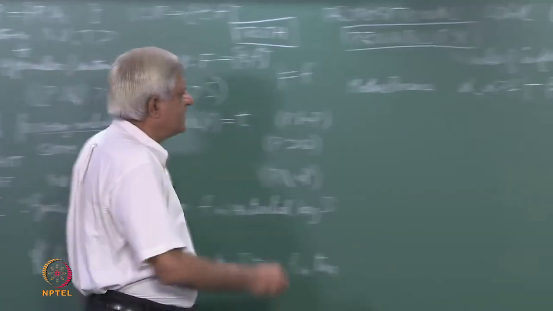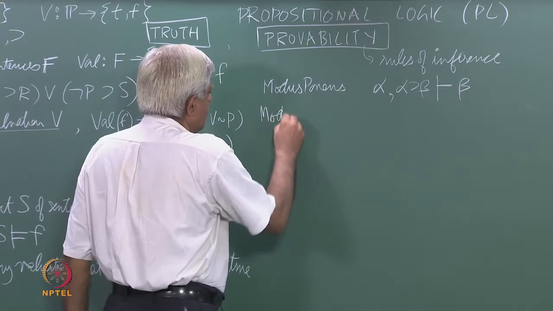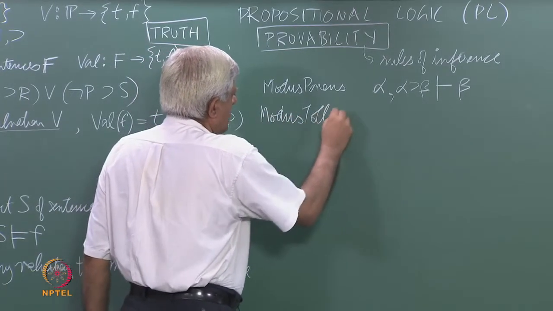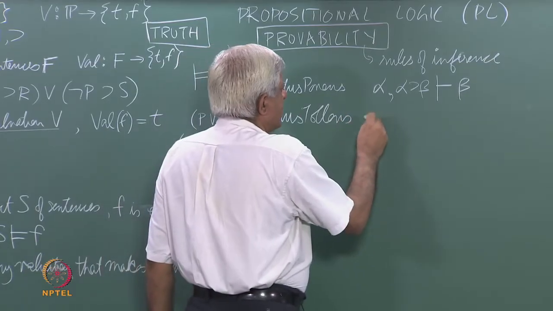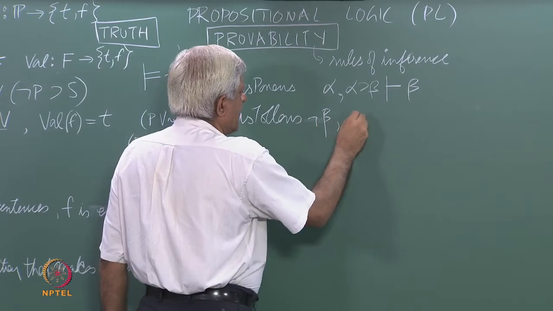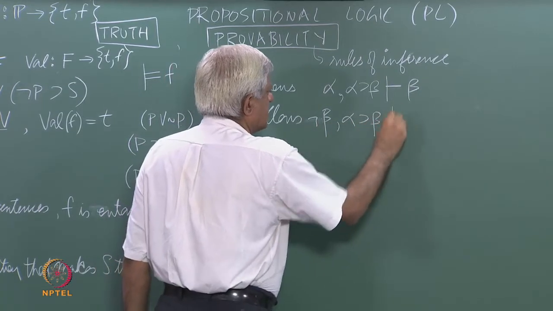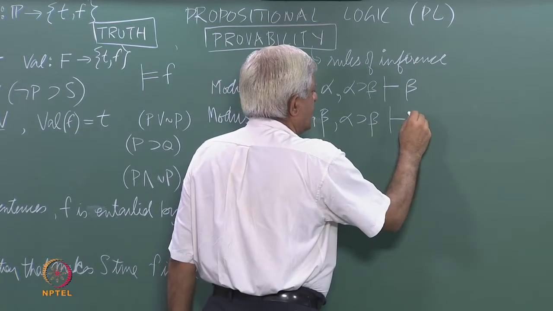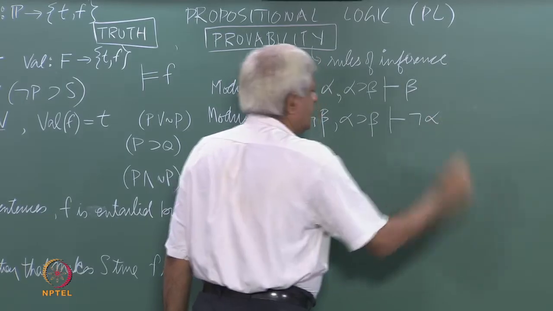So, another rule of inference is, for example, modus tollens, which says that if you have not beta and alpha implies beta, then you can add not alpha to the set.